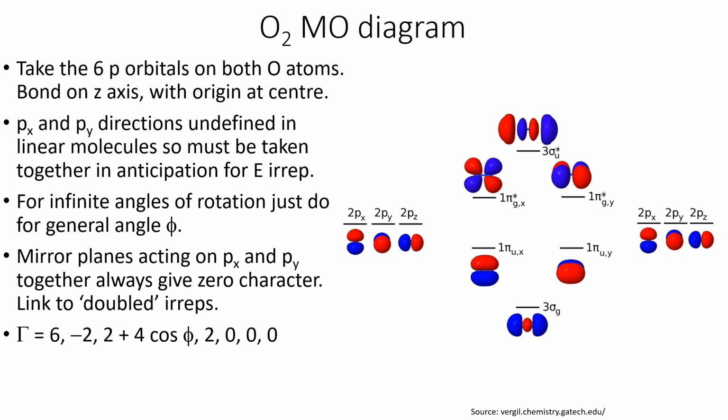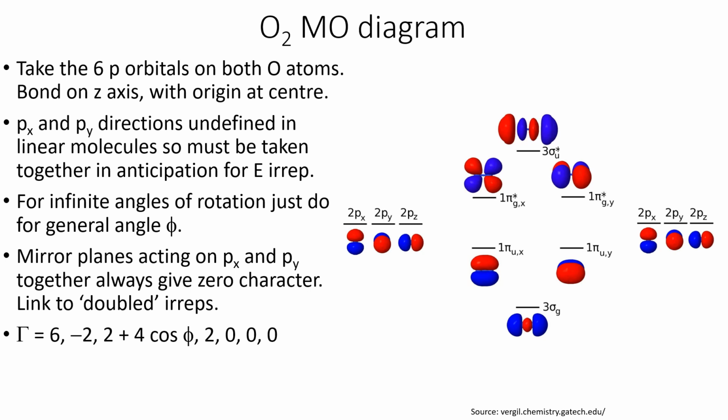But the px and py orbitals on both oxygen atoms, when you give them a 180-degree rotation, they're each going to give a -1 character. So they're going to get 2 +1s and 4 -1s, and that's the origin of the -2 character that we see. Then we get the 2 + 4 cos phi.